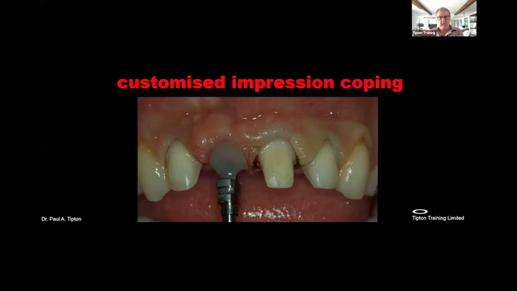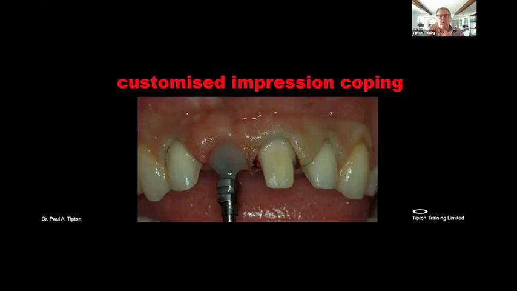So I'm now playing around with the shape of my emergence profile of the abutment and the prototype. And once we've got it right, we have to copy. And we copy in two ways. Copy number one is we make a customized impression coping. You know from having done implants that the impression coping is round. I've now created a more triangular hexagonal shape of my soft tissue profile.